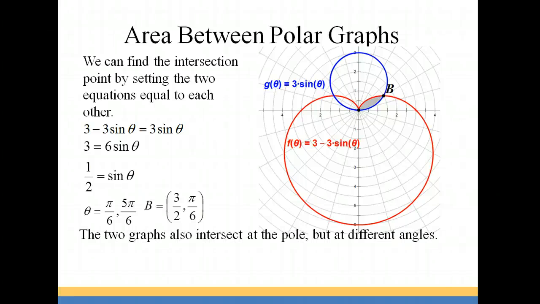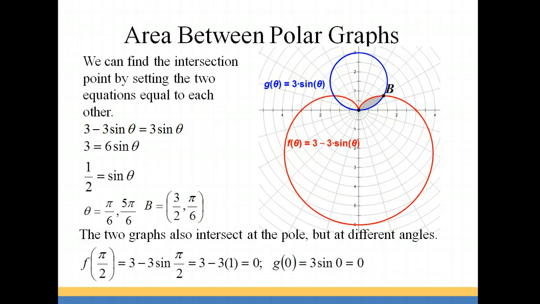What you should notice is that we did not get the pole as an intersection point. Although the two graphs do intersect at the pole, they do it at different angles. So looking at the limacon 3 minus 3 sine theta, if we plug in pi over 2 for theta, we get 0, which means that we have a point at the pole when the angle measure is pi over 2. For 3 sine theta, if we plug in 0, we get 0. So the point at the pole is when the angle measure is 0.